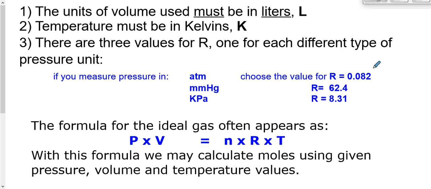Now you're not going to have to memorize these numbers. They're on the back of your green periodic table / cheat sheets that I've given you. And what you always want to do is match first which units of pressure that the question has, and then use the appropriate value for R.